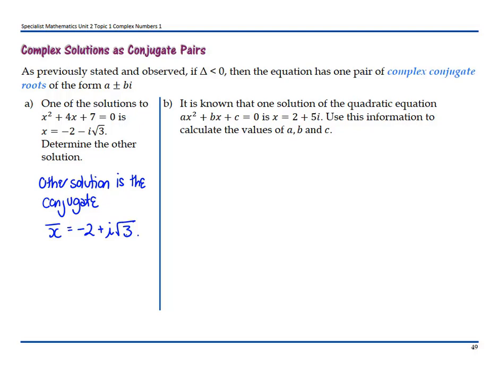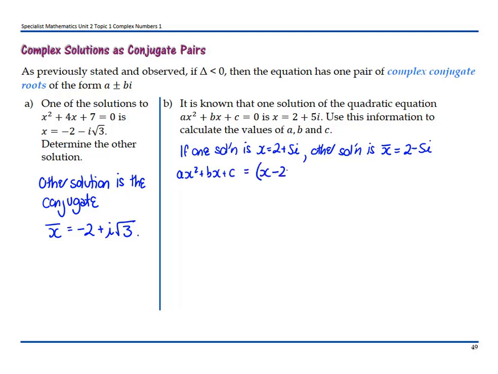Next one: it is known that one solution of the quadratic equation ax squared plus bx plus c equals 0 is x equals 2 plus 5i. Use this information to calculate values of a, b, and c. So if one solution is x equals 2 plus 5i, the other solution is the conjugate, which is 2 minus 5i. Okay, so that means that ax squared plus bx plus c has to equal x minus 2 plus 5i and x minus 2 minus 5i.